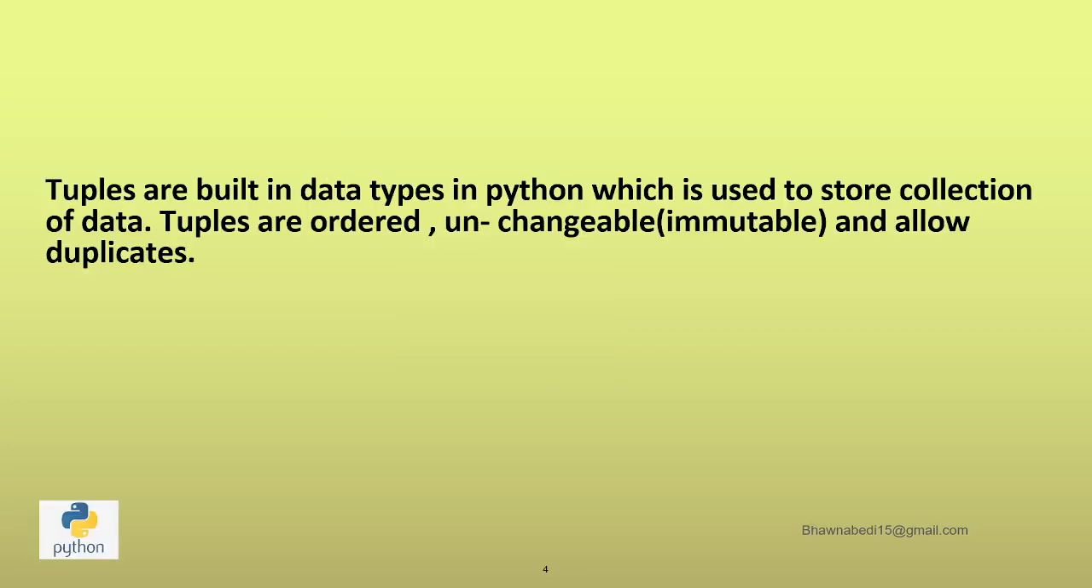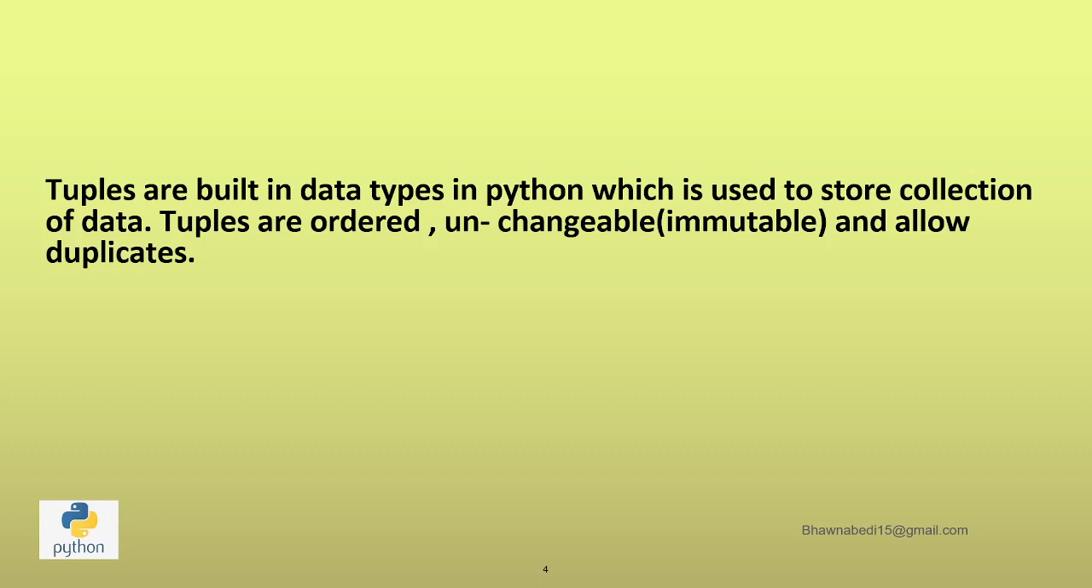So when we talk about tuples, what exactly are tuples? In the past I have talked about lists, dictionaries and sets. Similar to that, tuples are also built-in data types in Python. When I talked about list, dictionary and set, I also told that these are called Python collections. Why are they called Python collections? Because they store a collection of data. Similarly, a tuple is also a data type in Python which is used to store a collection of data. Now tuples are ordered, immutable and they allow duplicates.